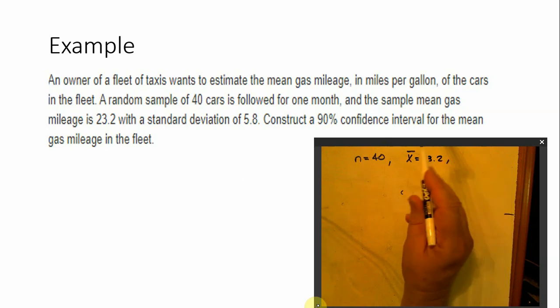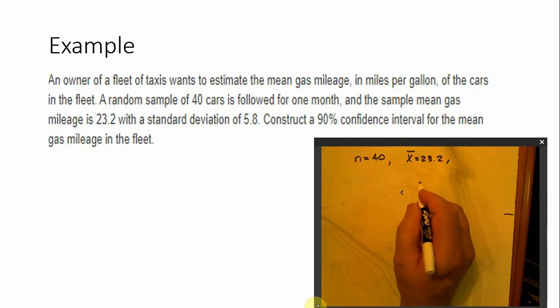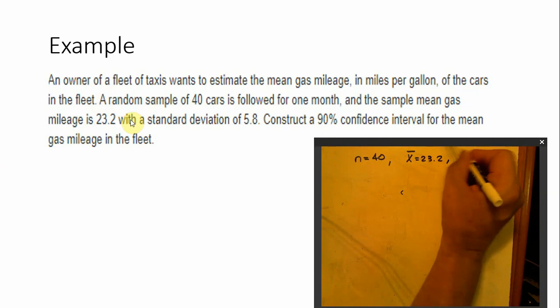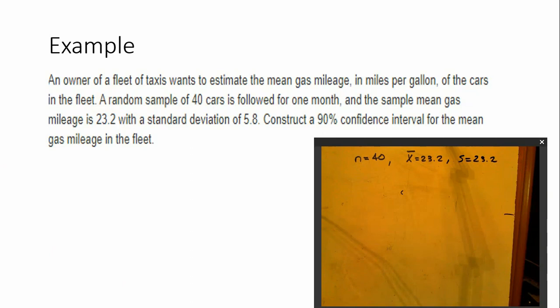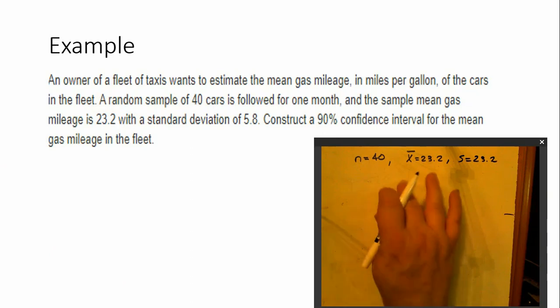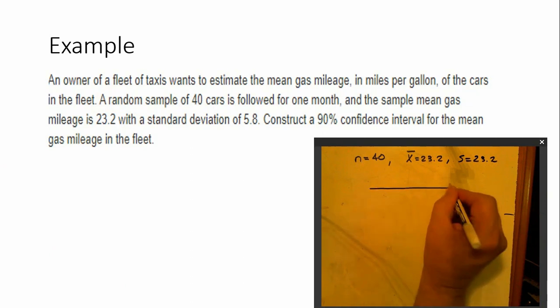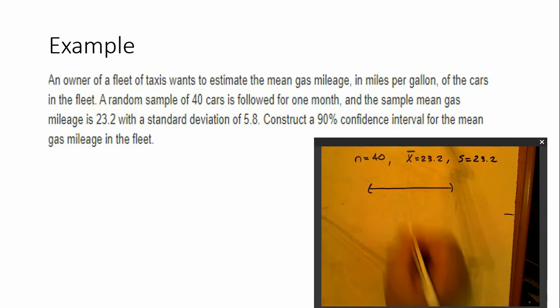Now it says the sample mean gas mileage with a standard deviation. That's all in that sentence over here. If I go back over here, a random sample of 40 cars, all of that. So all of this is based on the sample, and then I have my sample standard deviation of 23.2. So that gives us all the information we need, and we just have to go back and recall, what are we doing? We're building a confidence interval.